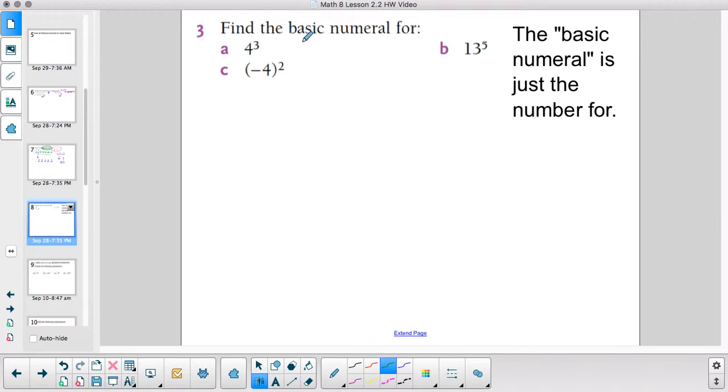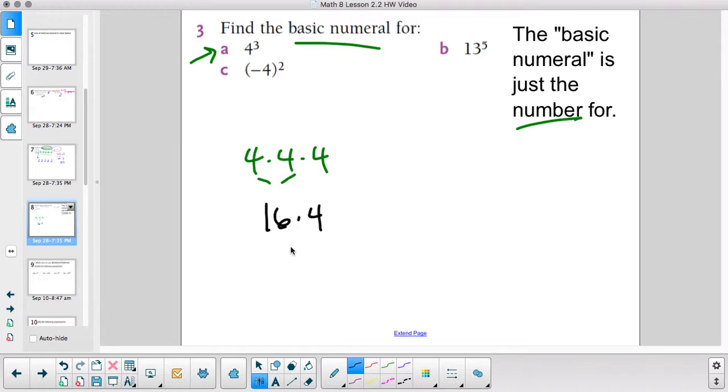Okay, so find the basic numeral. It's a fancy term for just find the number, okay, for these problems. So what we did in class today, we looked at problems like this, so 4 times 4 times 4. And it is helpful to write in the expanded form sometimes, so 16 times 4, to actually completely solve it out is 64. So that would be the basic numeral for the answer for number A, sorry.